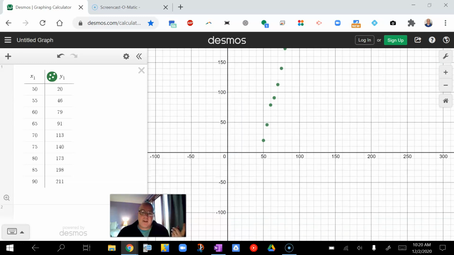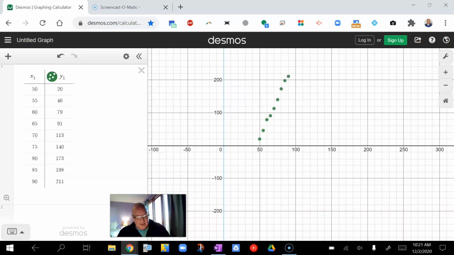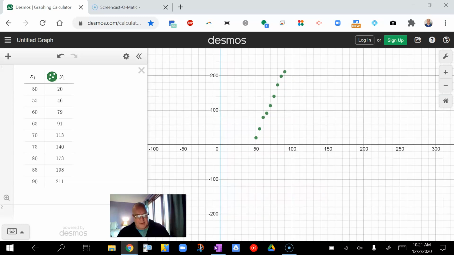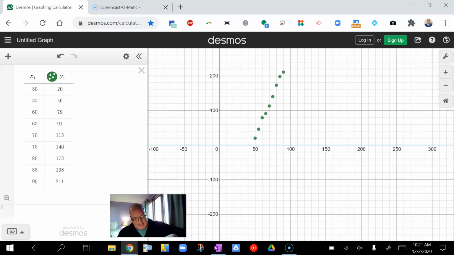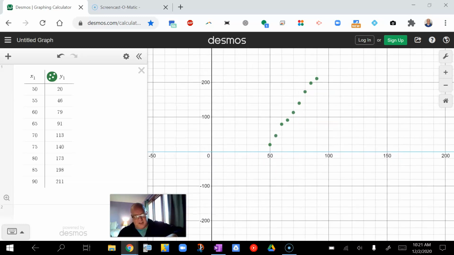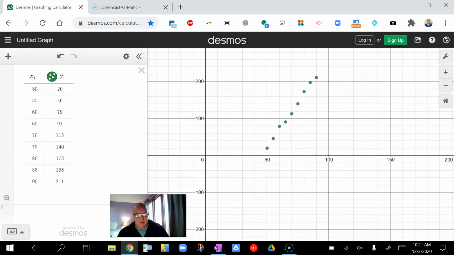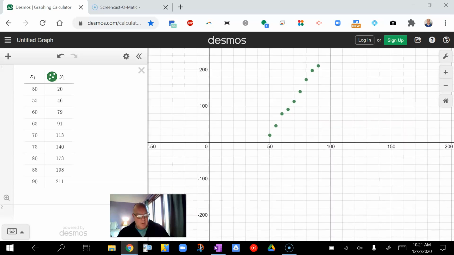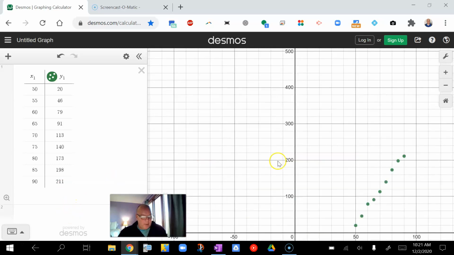Now here's a little known fact about Desmos. If you pinch just on the y-axis, it will just zoom the y-axis. If I pinch just on the x-axis, and you can try this, it will zoom just the x-axis, and then of course I can pinch on the whole screen and it zooms the whole screen. Okay, but now I'm ready to write a linear regression here.